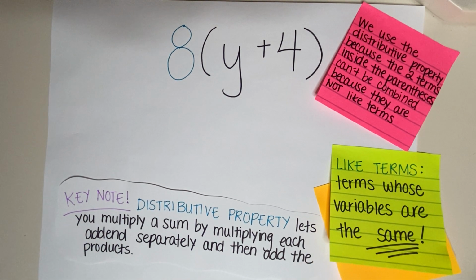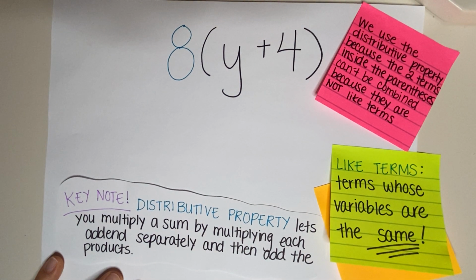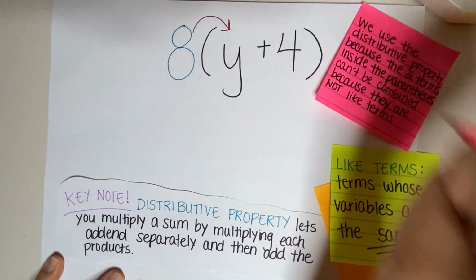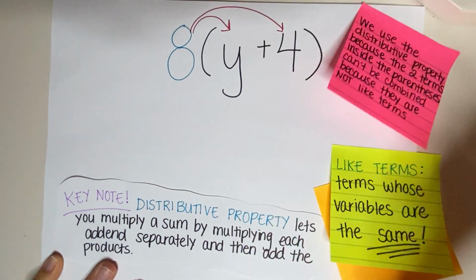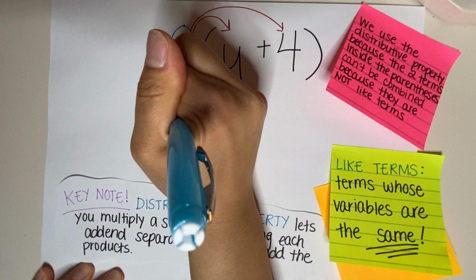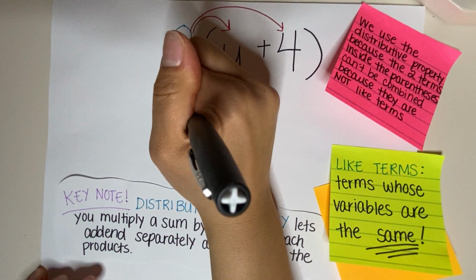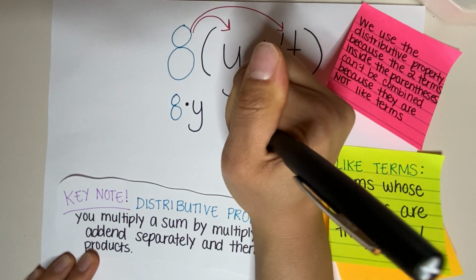All right? Well, remember, the distributive property lets you multiply a sum by multiplying each addend separately. So I'm going to first draw my arrows. The 8 goes to the y, and the 8 needs to go to the 4. So now we multiply 8 times y and then 8 times 4.